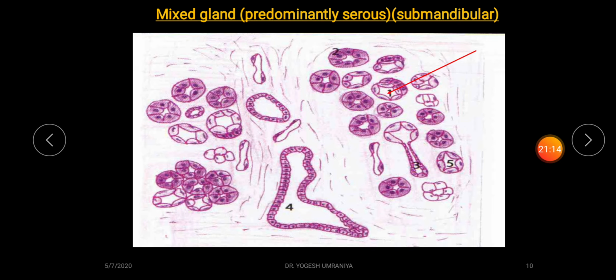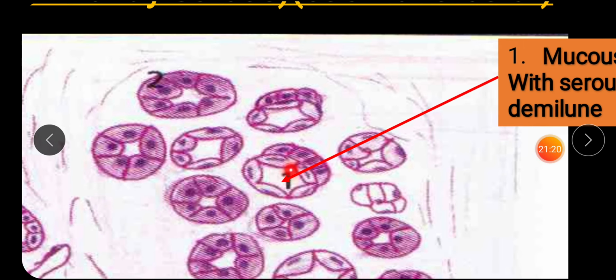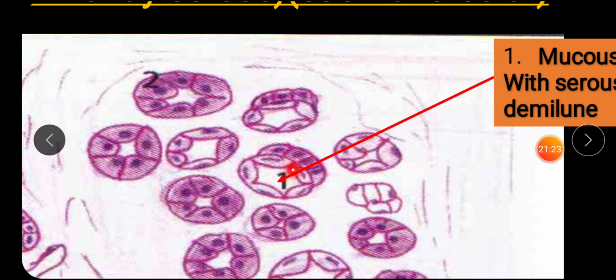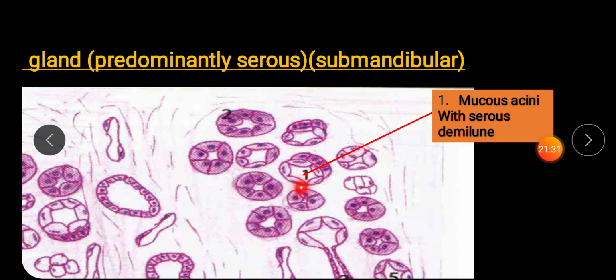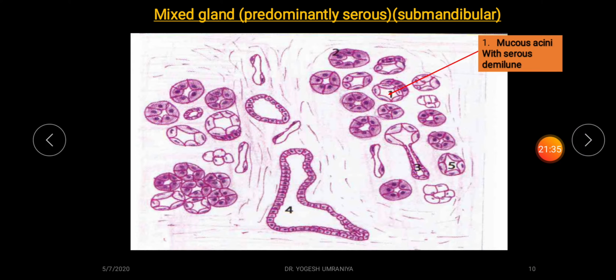So, in this slide you can see the first structure, situated here. You can see the formation of the mucus acini here, and that is covered by a cape-like structure. So, that is known as the mucus acini with a serous demi-lune. Remember that serous demi-lune is not an anatomical structure, it is an artifact. We will understand this in the last slide.